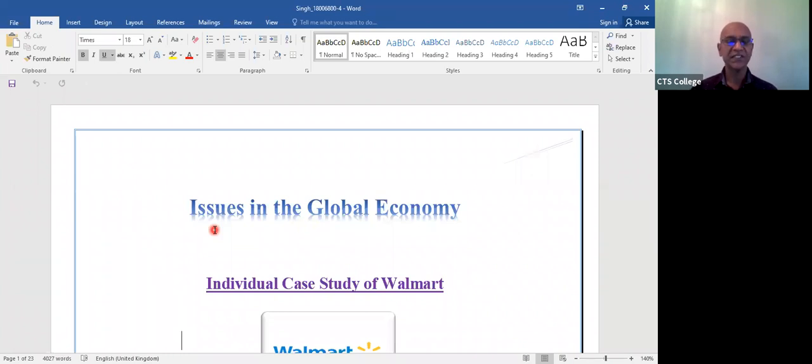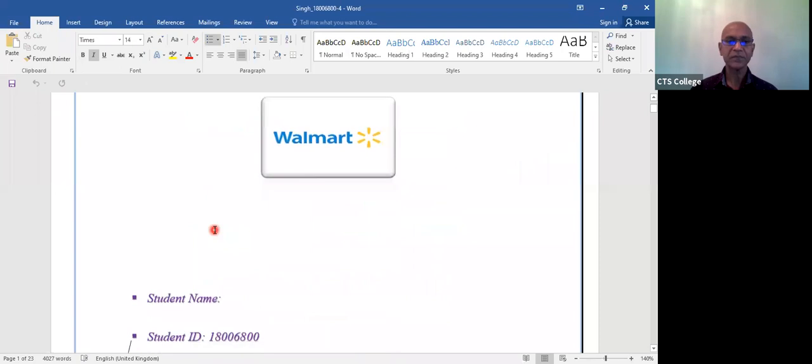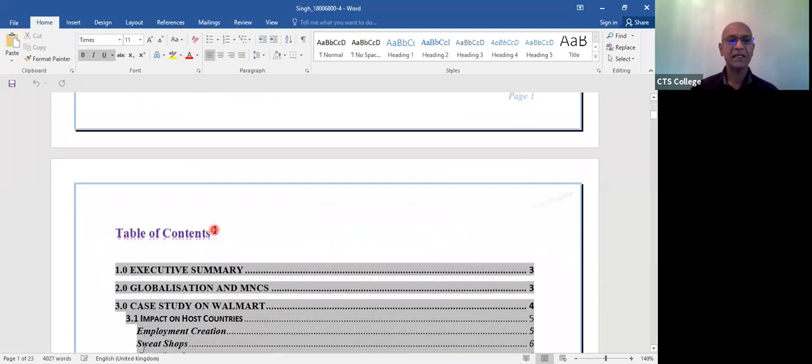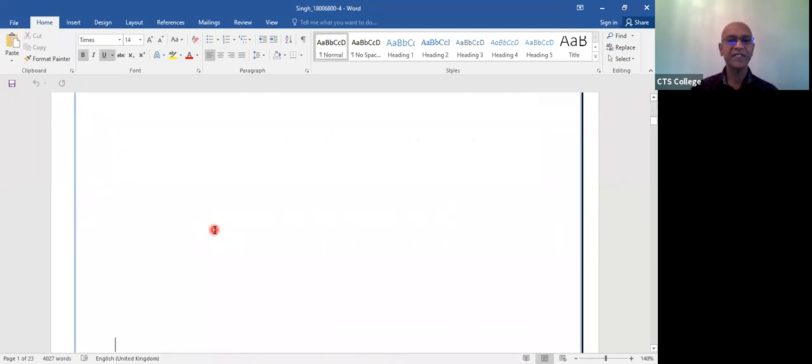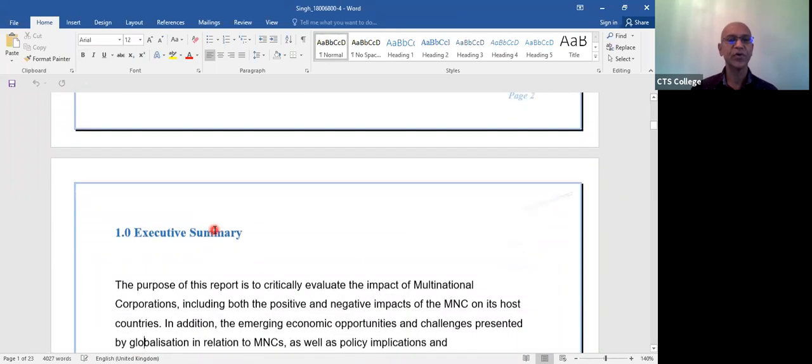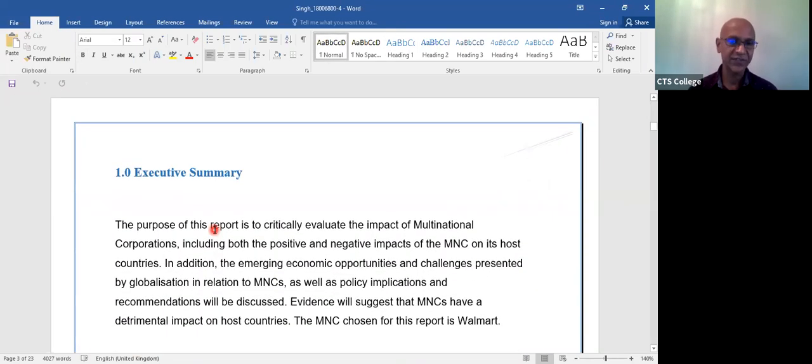As you know, Turnitin checks for plagiarism, and the purpose of showing this report is to help everyone score a higher mark, and its intention is really for all of us to learn together. So let's begin with the first section of this report, which is the executive summary, as you are aware. So the executive summary in this student's report reads as follows.